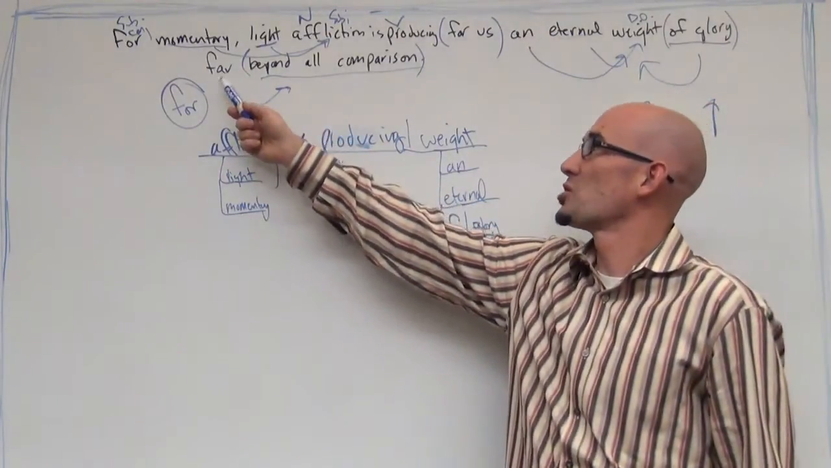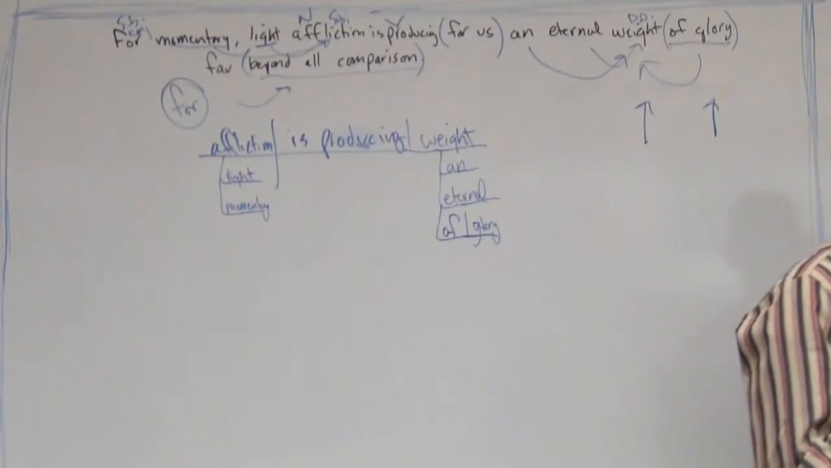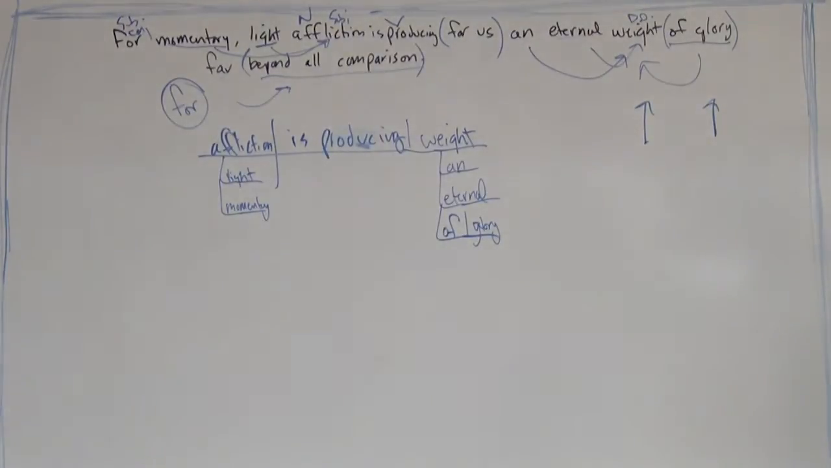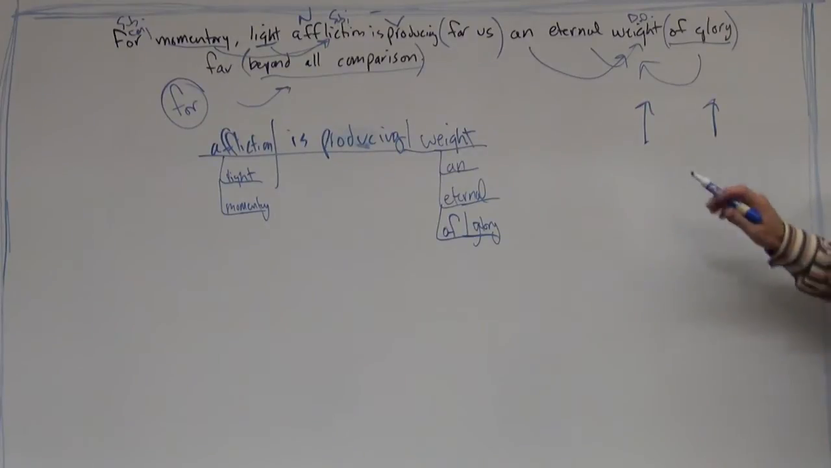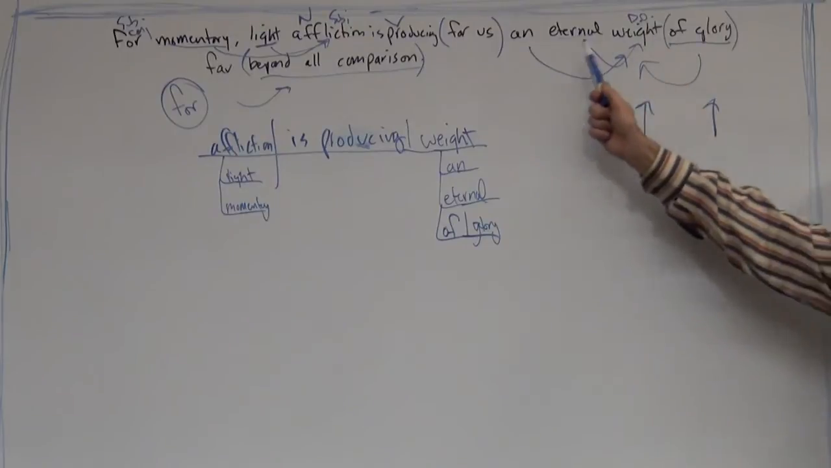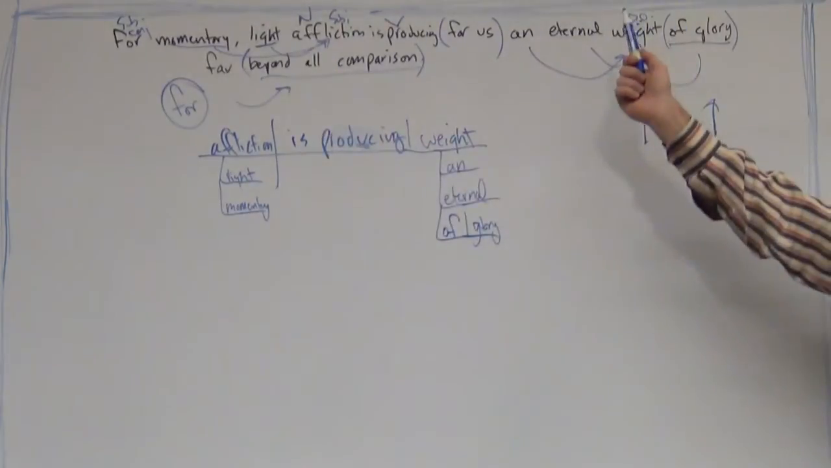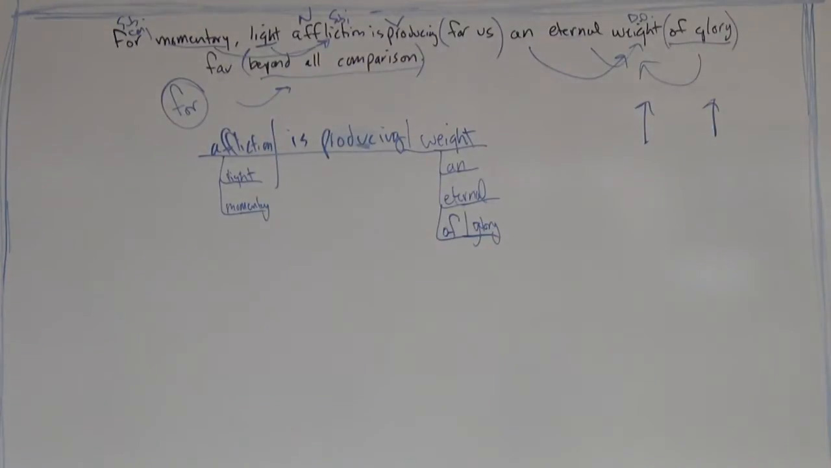One way to test this is just put far on any other word in the sentence. And can you make any sense out of it? That's another way to get after it. I'll let you test that. An eternal weight of glory. Is the weight far beyond all comparison? Or is the glory far beyond all comparison?